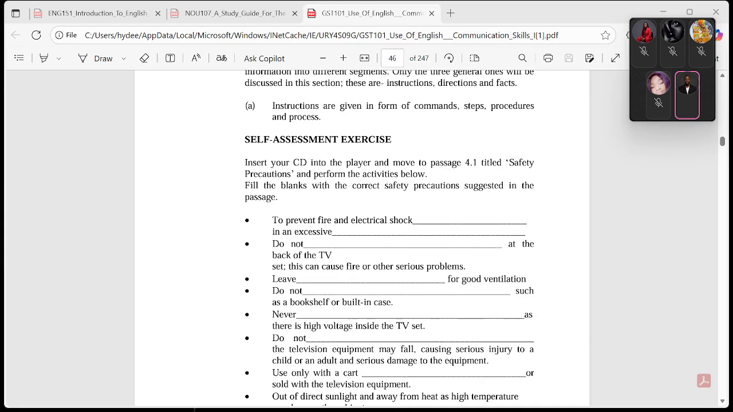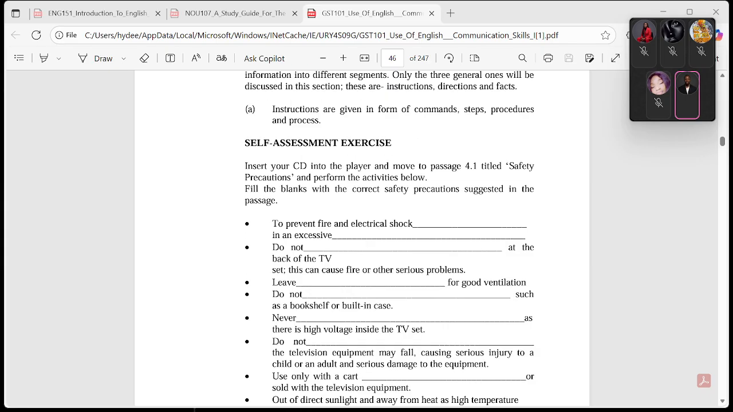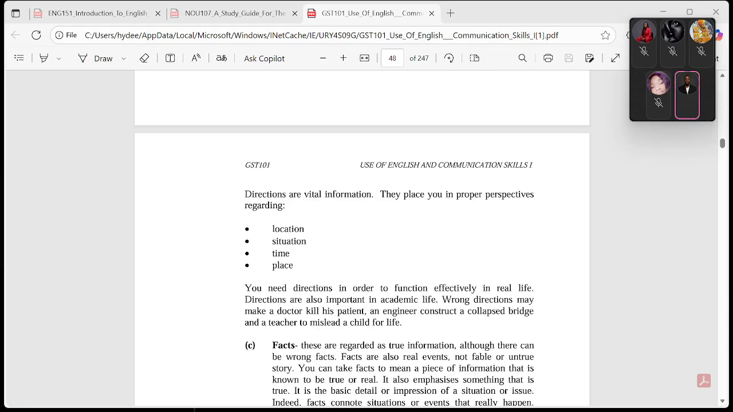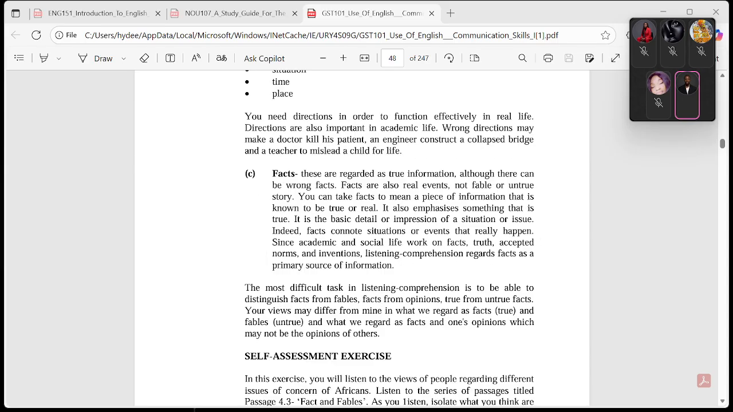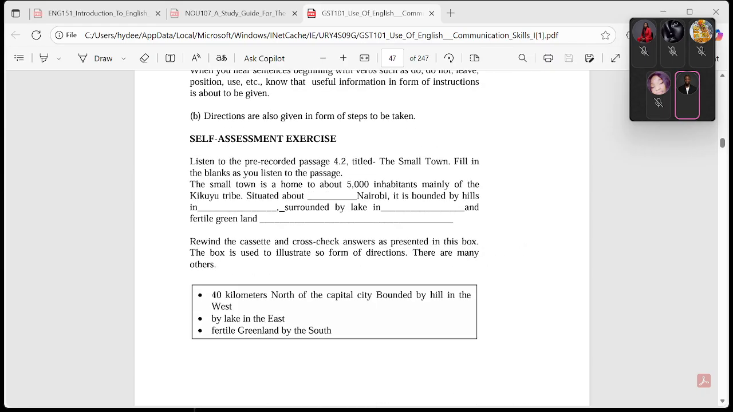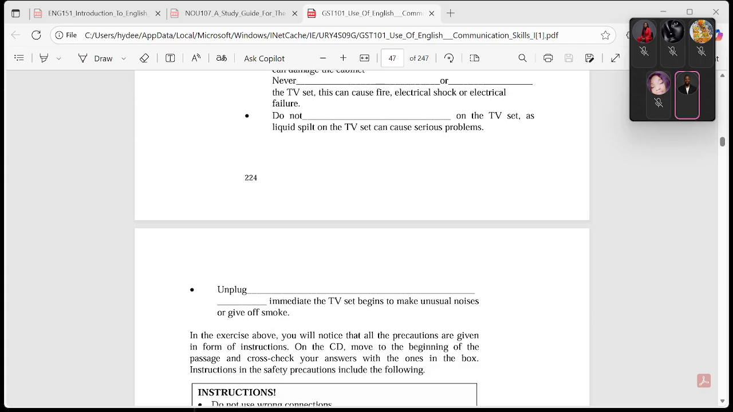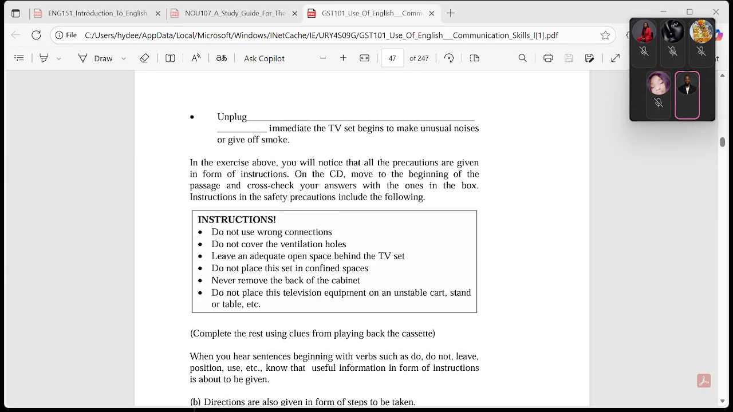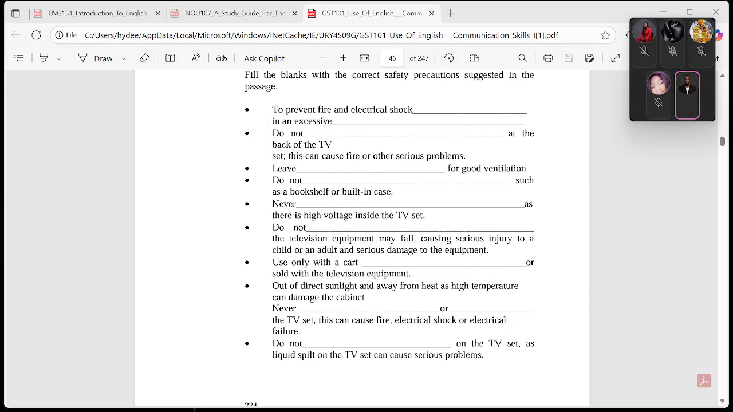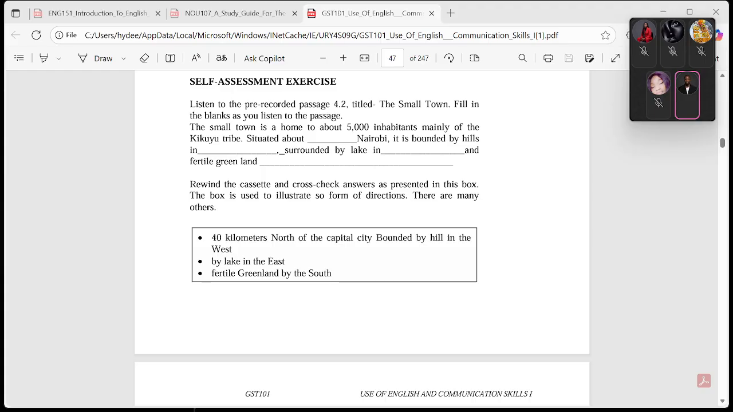Now, if you read your course unit, that's the course material, you see that they give self-assessment under all these things. You see them giving self-assessment under everything. And what they're asking is the do's, do not. You'll be seeing things like that, okay? Do's, do not. Now for the directions, the kind of form that I use in the directions are steps to be taken regarding a location, situation, time, or place.